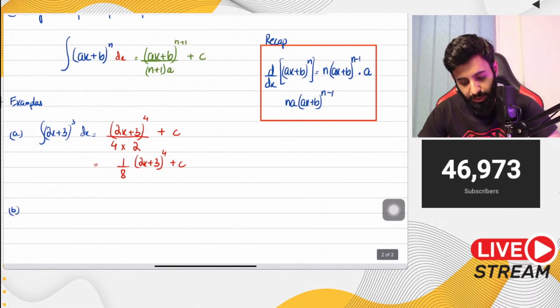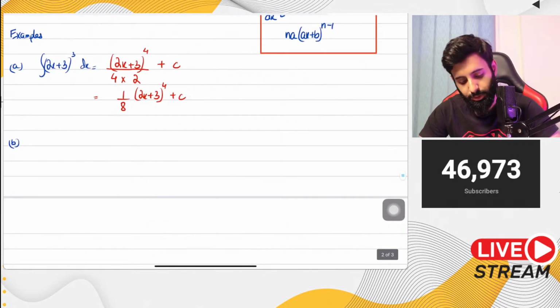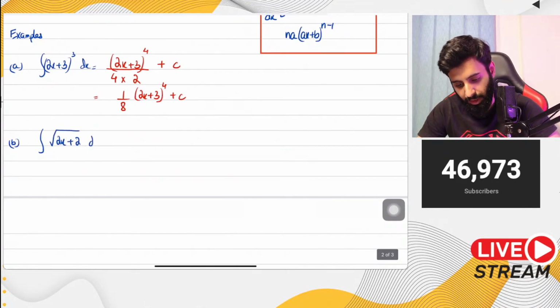ln is used in special cases. Okay, so what will that look like? I'll let you know. Now let's say you're asked to integrate square root of 2x plus 2, okay, with respect to x.